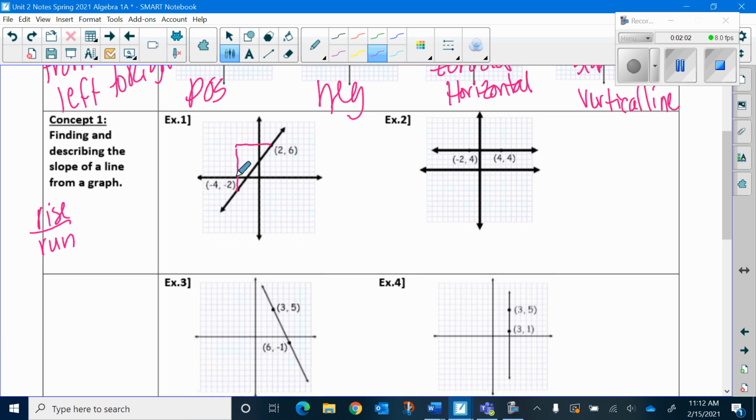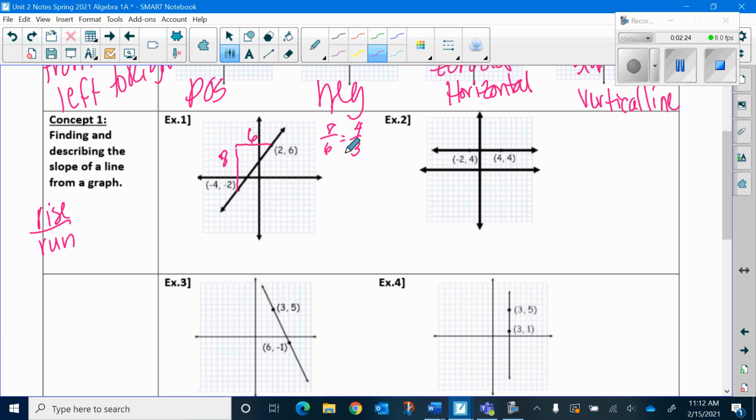So in this case, I went up 2 and then up 6 more, so up 8. Or then across 4 and then across 2 more, so over 6. So in this case, it would be 8 over 6, which would be 4 over 3. The rise over the run.